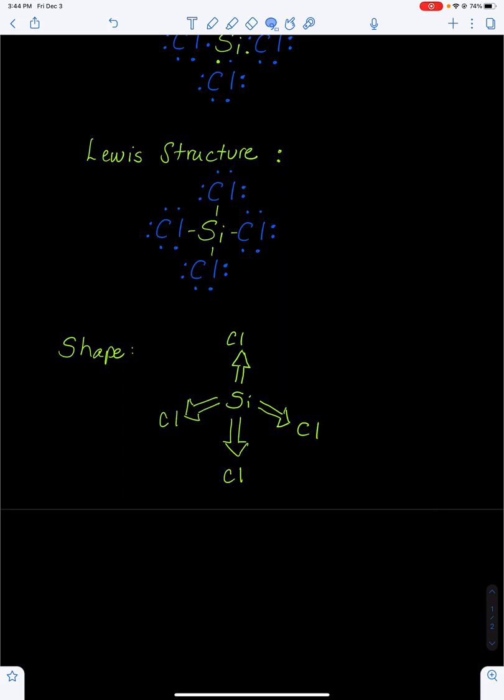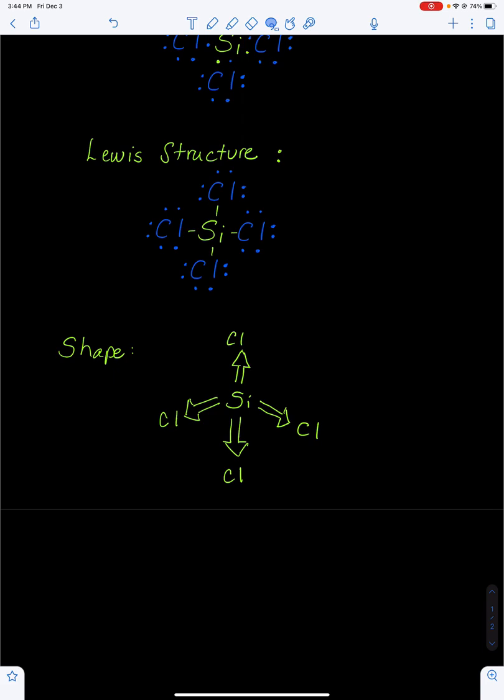Now, what is the difference between what I have drawn here for the shape and the Lewis structure? Well, you can see that I have not put the electrons on the outside of the chlorine atoms in the shape. When you draw the geometric shape, you don't have to put the electrons that are surrounding the outer atoms, okay? You're also going to take a guess at which element has a higher electronegativity.